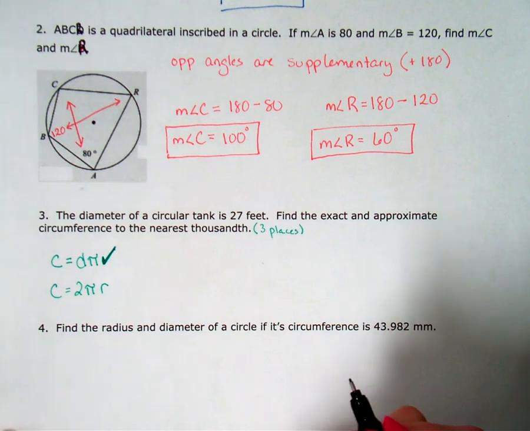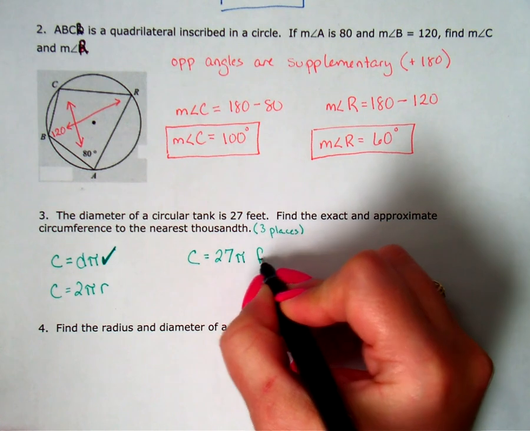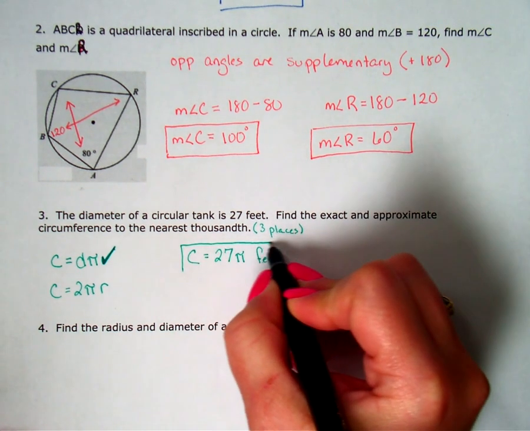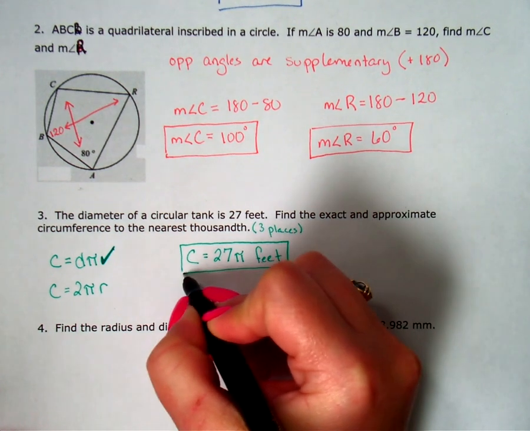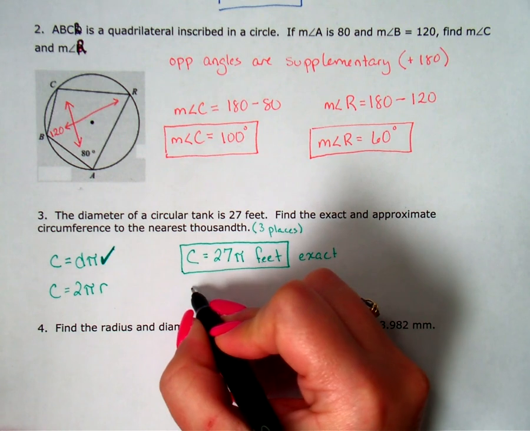Circumference equals diameter times pi. So my circumference equals, my diameter is 27 times pi, and I've got feet. This is my exact answer.